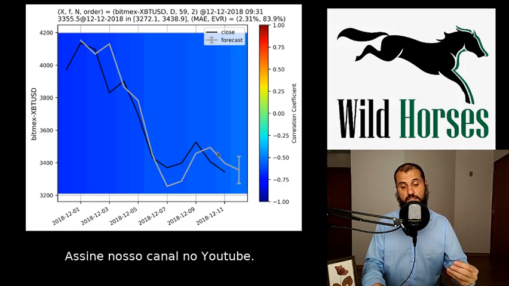So this is our forecast for today. What we have here are two lines. The black line, once more, is the closing price according to BitMEX. And the gray line is our corresponding forecast. How was this forecast built?